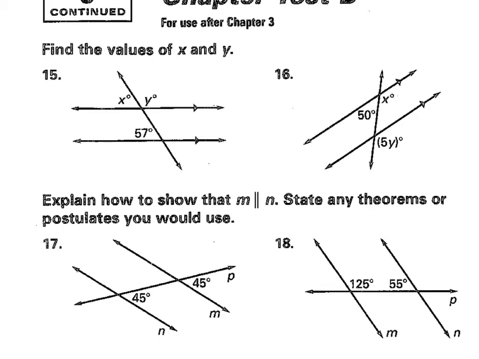Okay, and number 16, this one's 50 and this one's 5y. And here's x right here. So figure out how many degrees x is first. Again, they make a straight line. And then, again, use your knowledge of vertical angles and corresponding, alternate interior, alternate exterior to figure out how many degrees this one is. Alright, now you need to figure out x and y, so you should have two answers for 15 and 16.